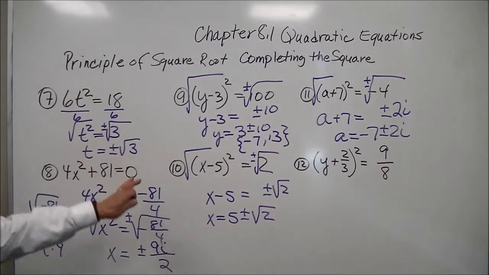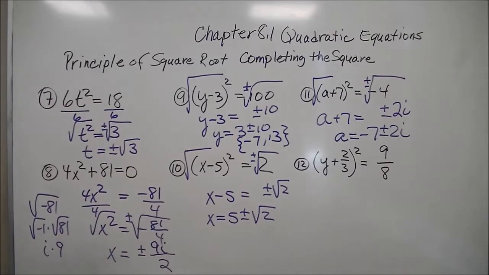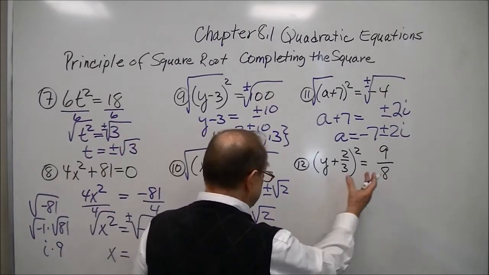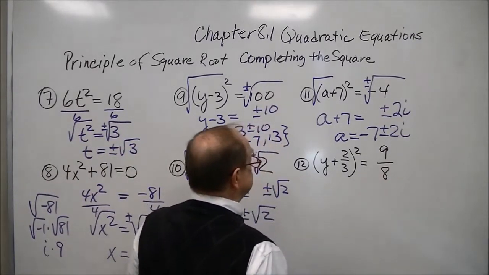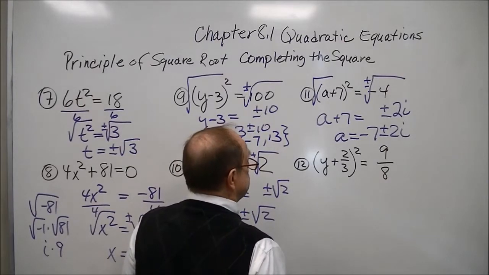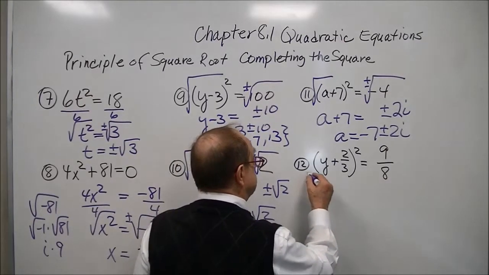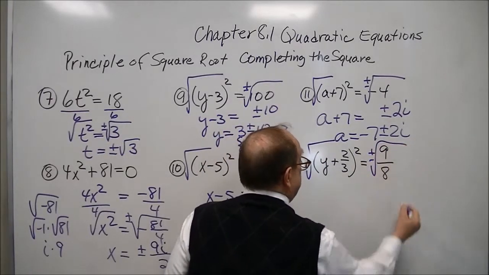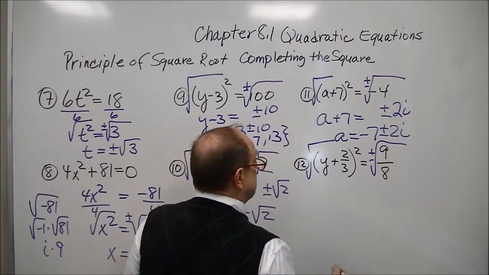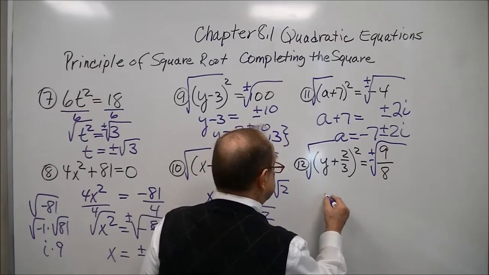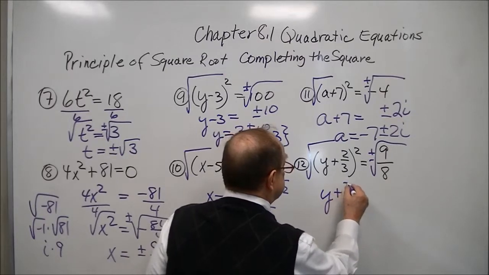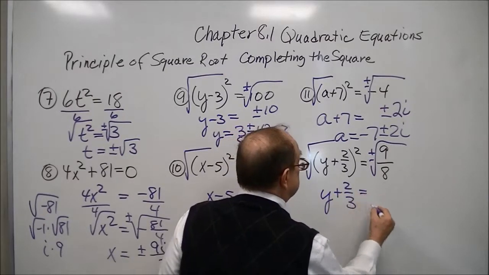Now, if they're all this easy, but they're going to give you some challenging ones as well. So for number 12, now we have a fraction and a fraction there. So let's see what we get here. We're going to take the square root of that, plus or minus the square root of that, and that gives us y plus 2/3 equals.